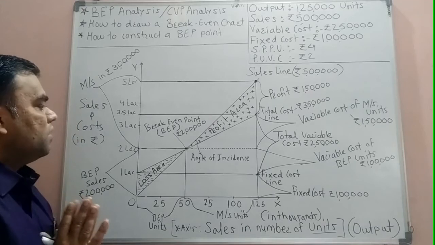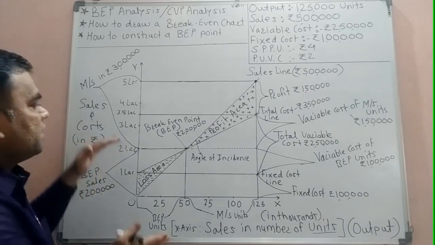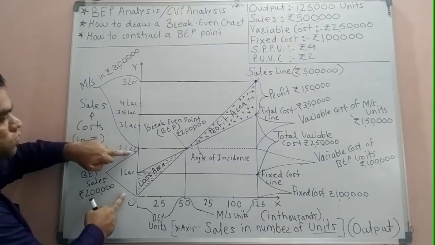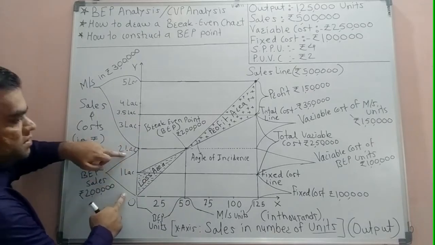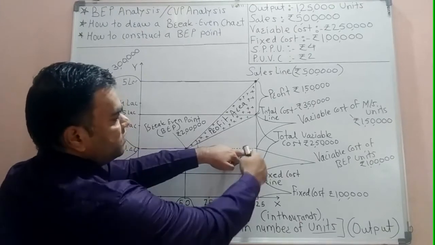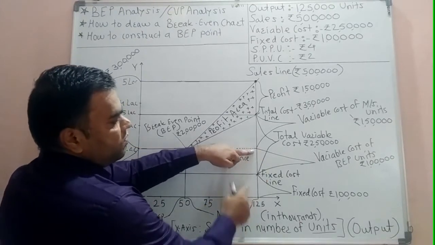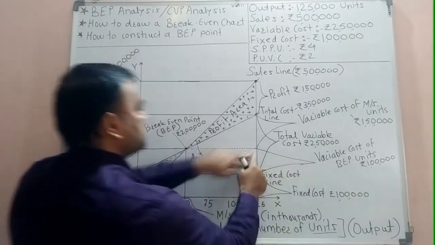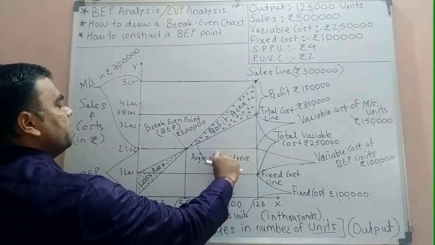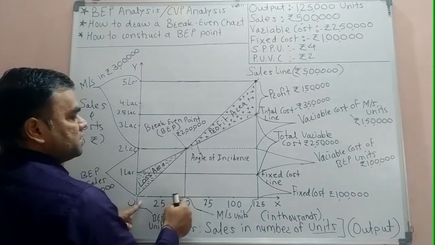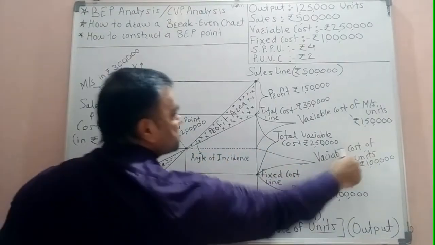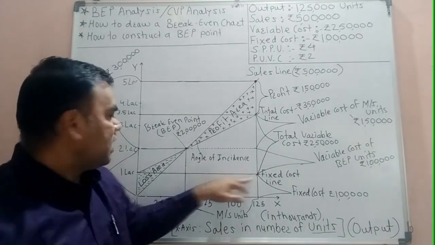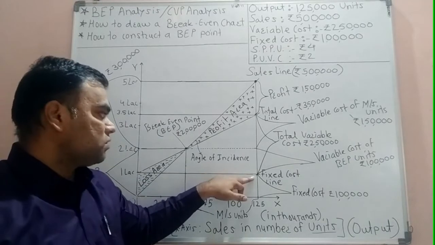Now we are going to understand the various contents of BEP sales. BEP sales is 2 lakh. So what are the contents of BEP sales? This is our BEP sales, which is rupees 2 lakh. So fixed cost 1 lakh plus 1 lakh variable cost of BEP units. These are BEP units, and this is the variable cost of BEP units. Fixed cost 1 lakh. You can see fixed cost.